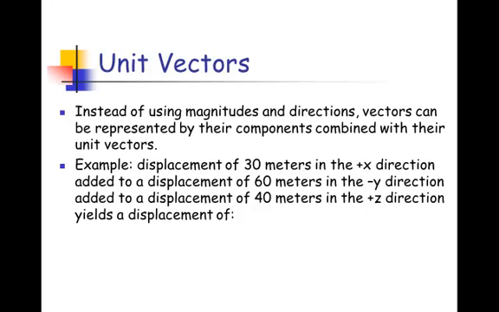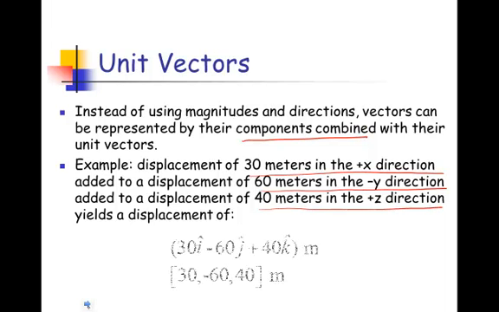So instead of using magnitudes and directions, vectors can be represented by their components combined with their unit vector. So for example, a displacement of 30 meters in the positive x direction added to a displacement of 60 meters in the minus y direction and 40 meters in the positive z direction yields a displacement of 30 i hat minus 60 j hat plus 40 k hat, all in meters.